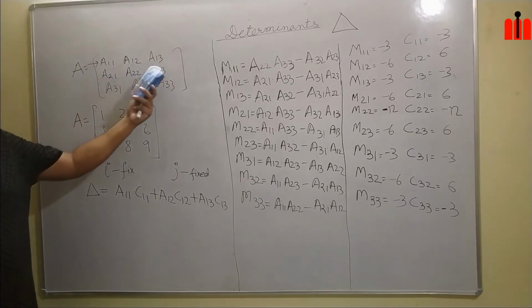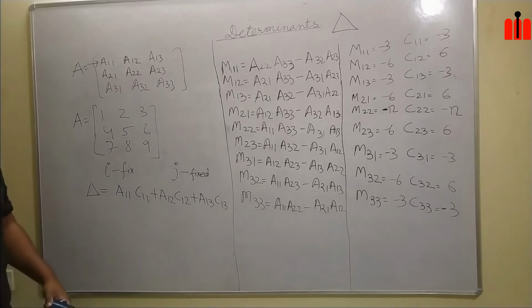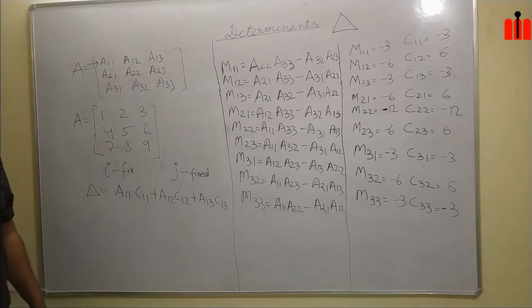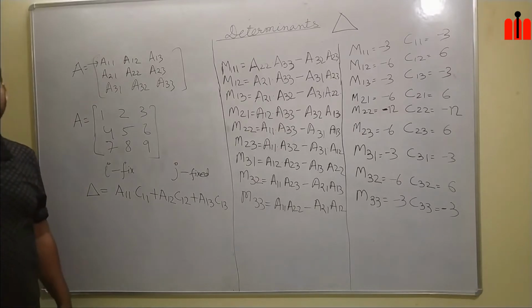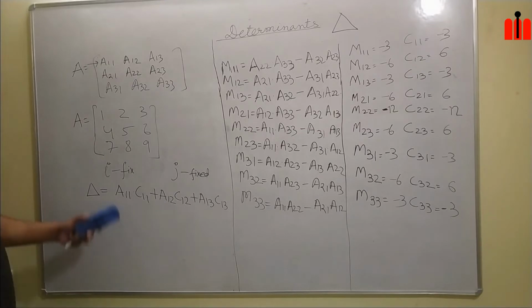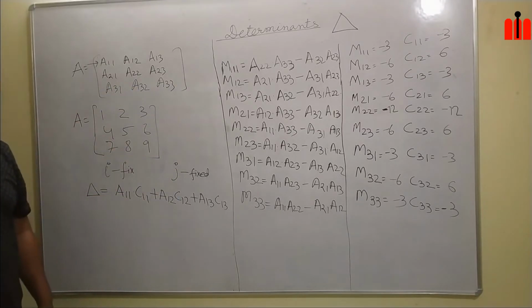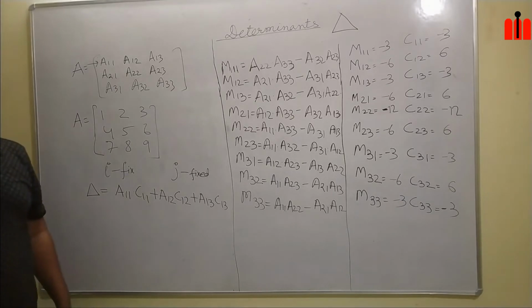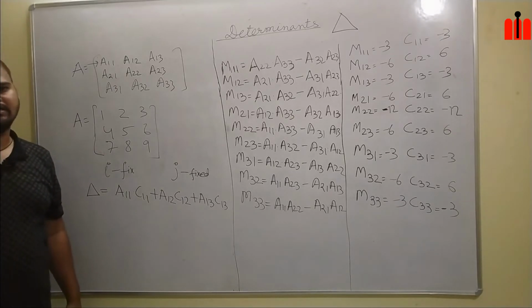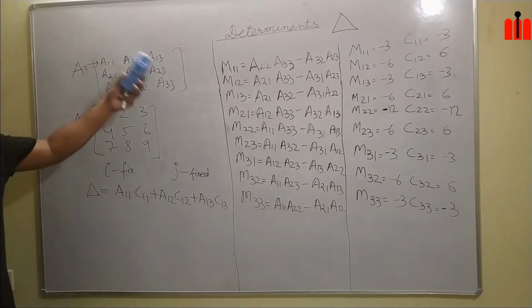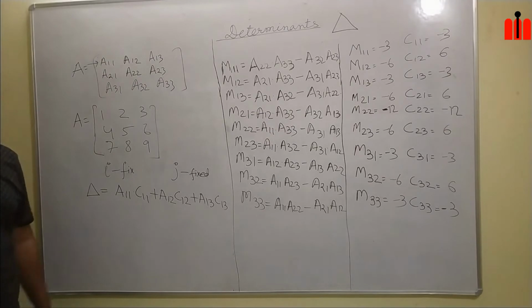If I am expanding through the second row, then it will be A21 C21 plus A22 C22 plus A23 C23. If I am doing it for the third, then it will be A31 C31, A32 C32, A33 C33, right? So this is how the determinant of a 3 by 3 matrix will be found.